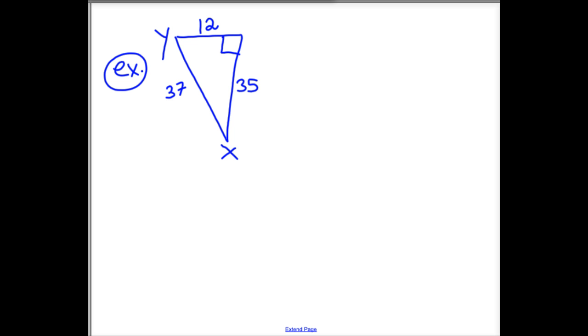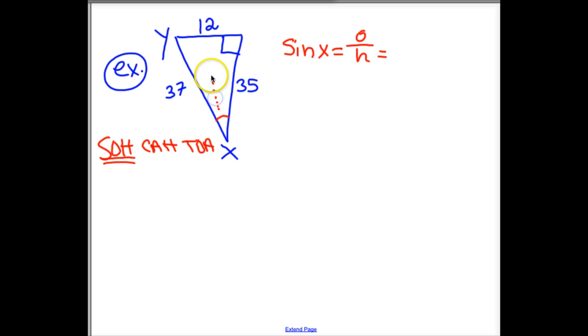So if you were asked to find the sine of angle x, your eyes go to angle x, and you think SOH CAH TOA. You think SOH, which means you're going to do opposite over hypotenuse. So you go to angle x and you head across to the opposite, which is 12. And the hypotenuse is always across from the right angle, which is 37. It's as easy as that. Why is that helpful? You're going to find out in a bit. So the sine of angle x, we would say, is 12 over 37.